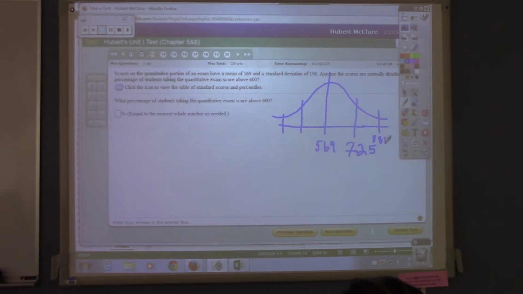It's irrelevant because ours is around 600. All right, do we have to do the left-hand side? No. Because what's our number that we're looking for? 600. So 600, I'm just going to put it right in here. There's 600 right there, somewhere in there. And we can only look up to what? The left-hand side with the table, because that's what the table gives us.